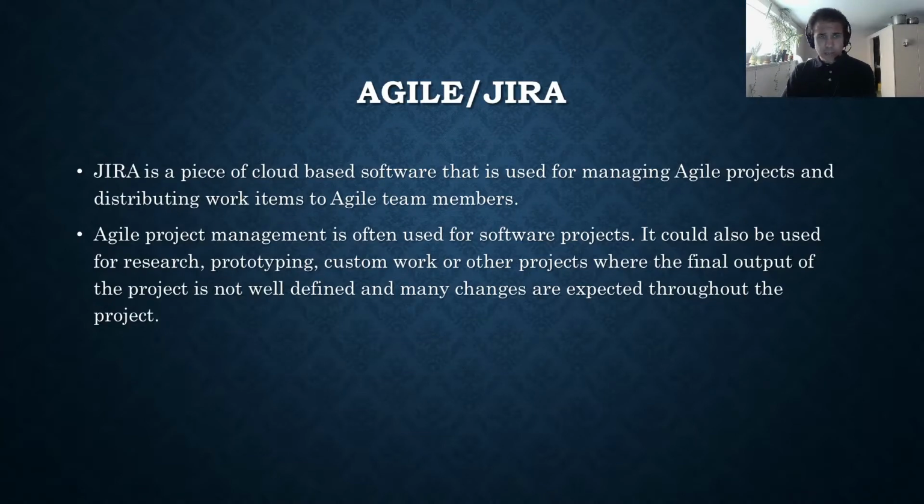JIRA is a piece of cloud-based software, and it's used for managing agile projects. What it does is it distributes work items throughout the agile team members, call them like kind of issues or epics or stories, that type of thing. And you can use it to assign these work items to different people within your team, and they'll get a notification, and then they can start working, and everyone will know what they're doing. So that's sort of the purpose of JIRA as a piece of software.